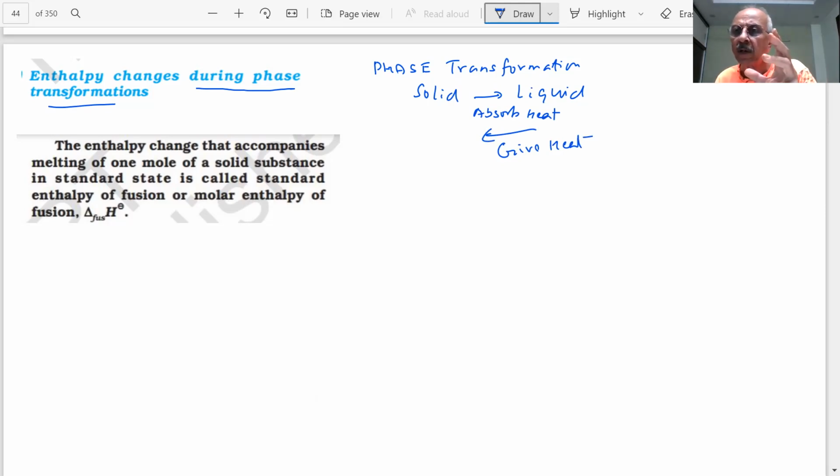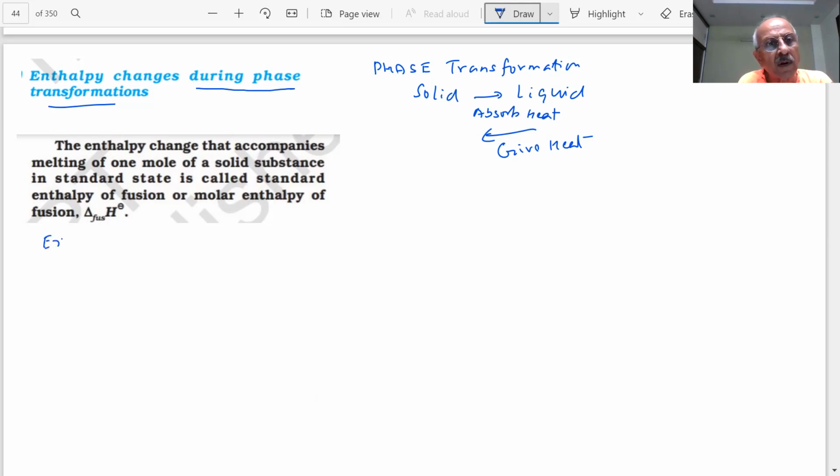You have water. Put it in the refrigerator. It becomes ice. Is it a phase transformation? Yes or no? And what happens? The heat is thrown out by the refrigerator. You have seen it will take heat from the water, throw it out, and it will become solid. So we can say that the enthalpy change that accompanies melting of 1 mole of a solid substance in standard state is called standard enthalpy of fusion or molar enthalpy of fusion.